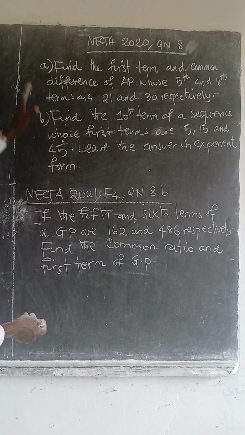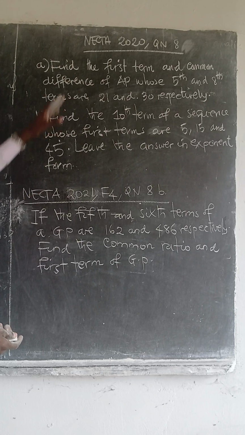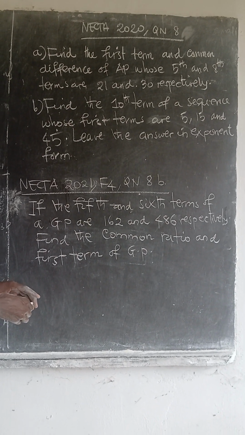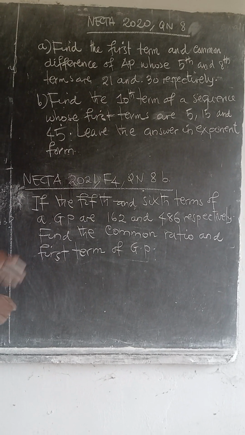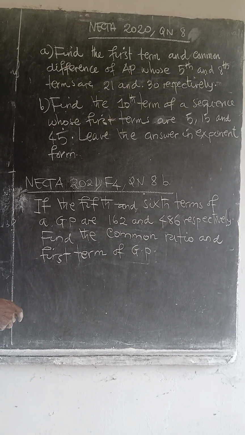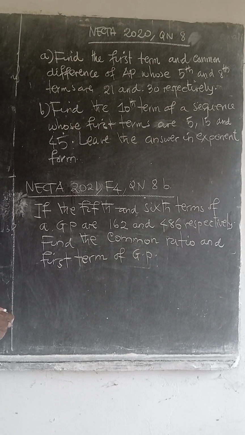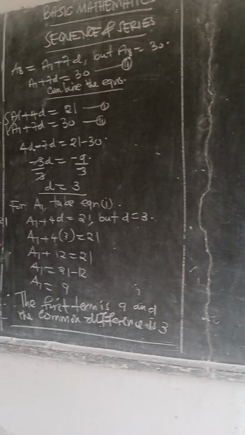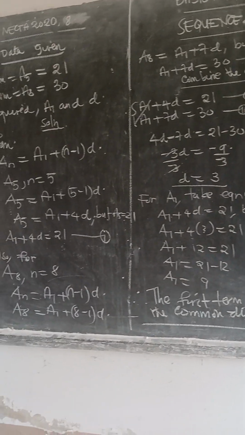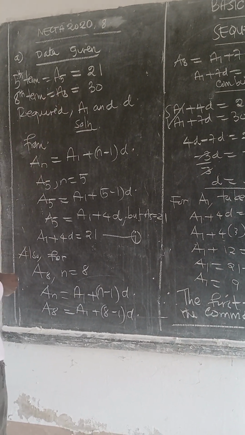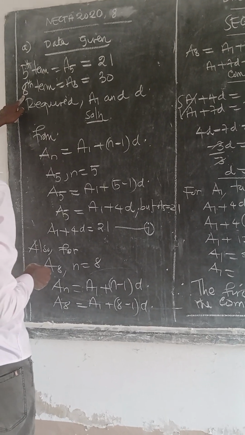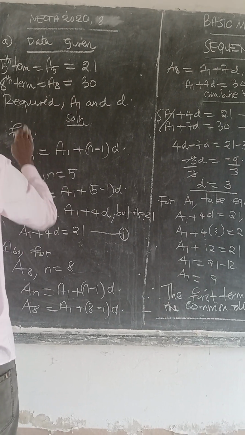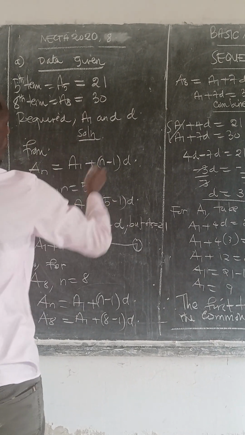So let us now see question number 8a: find the first term and the common difference of an arithmetic progression whose fifth and eighth terms are given as 21 and 30 respectively. It is a very simple question, so let us see the solution. The data given: the fifth term, A5, is 21, and the eighth term, A8, of the arithmetic progression is 30. What you are required to find is A1 and the common difference, D.